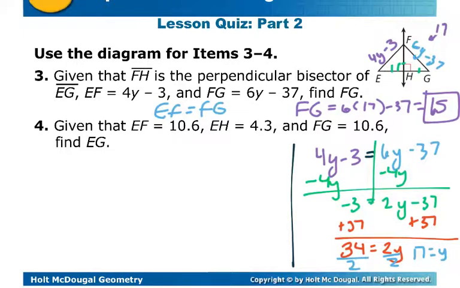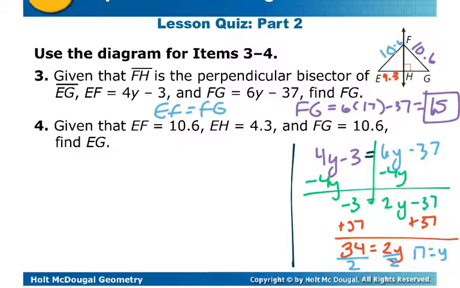Alright, and then the other one says that we have an EF and an EH this time, and an FG of 10.6. So going back up to our diagram, they're telling us that EF is 10, EH is 4.3, and FG is 10.6. And so they want EG. And so because we know, oh, I missed a 0.6 here.